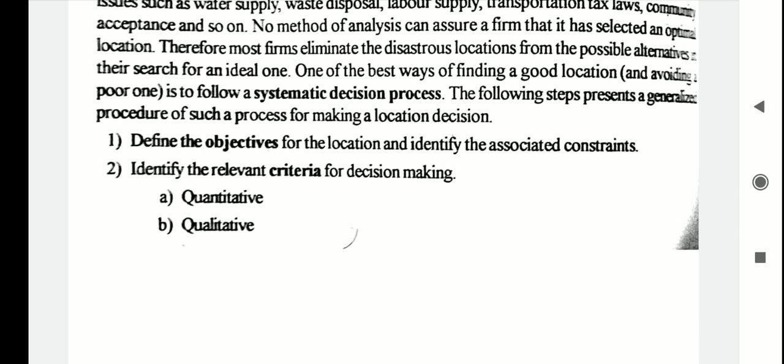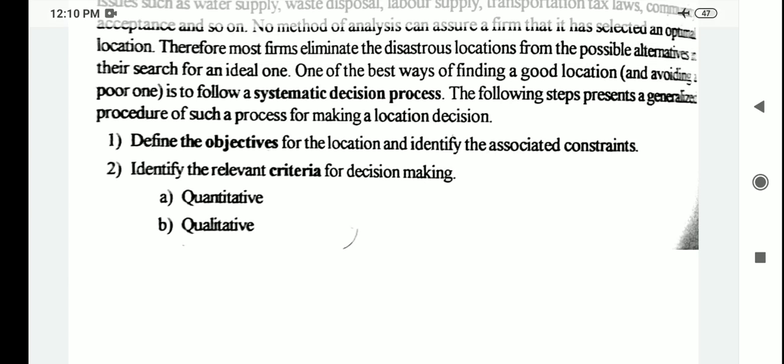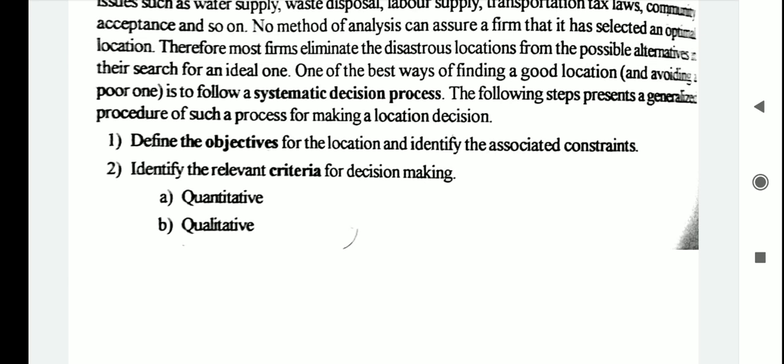The second one is relevant decision criteria. Organizations choose locations for both economic and non-economic reasons. To remain profitable, they must give high priority to economic measures such as labor and material cost. On the other hand, non-economic factors like environmental impact, social infrastructure, and community acceptance should also be considered. So this is about relevant decision criteria.